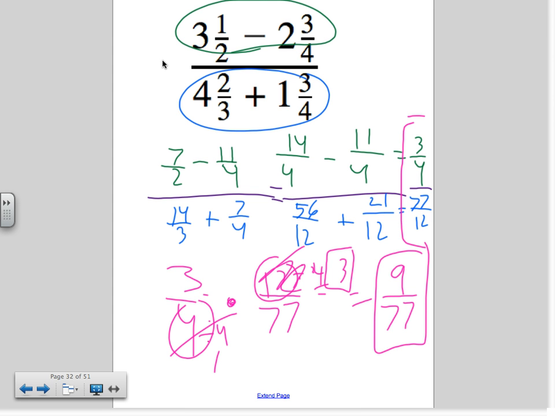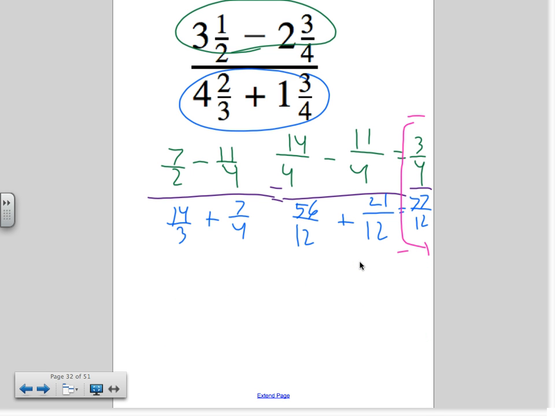Could you do that again? Which part? The whole thing? The last purple. Okay, the purple. Fine, Mark, this is for you. Look, 3/4, right, Mark? Divide, so I turn it into a multiplication problem, and it's 12 over 77, right?